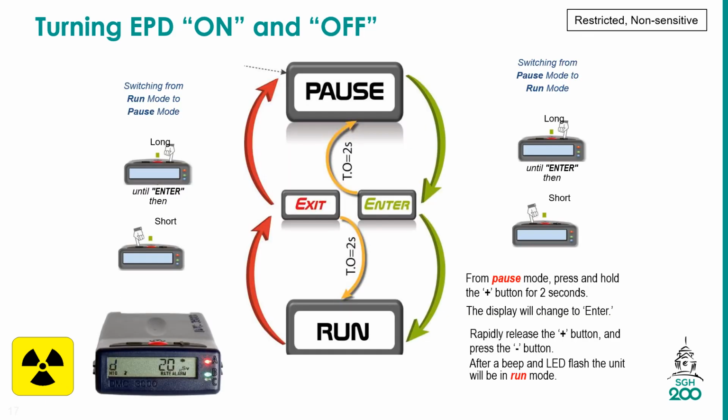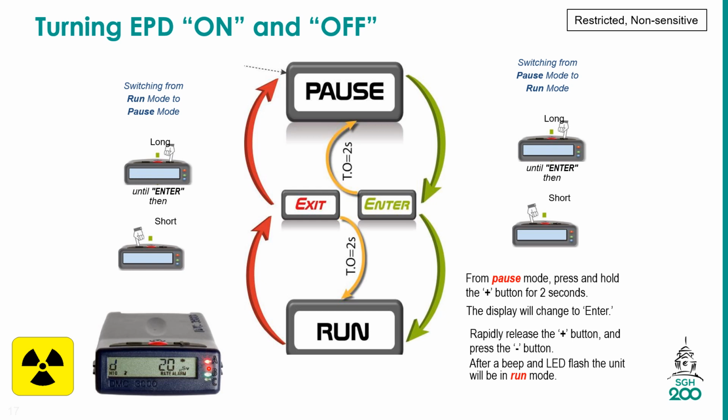Let us see how we can switch on and switch off this electronic personal dosimeter, or EPD. When you see the word pause on this small screen, you need to press the plus button. The plus button is on the right hand side when the screen is facing you, and there's a negative button on the other side. They are both rubberized. Once you see the word pause, keep the plus sign pressed with your fingernail until you see the word enter come on the electronic screen.